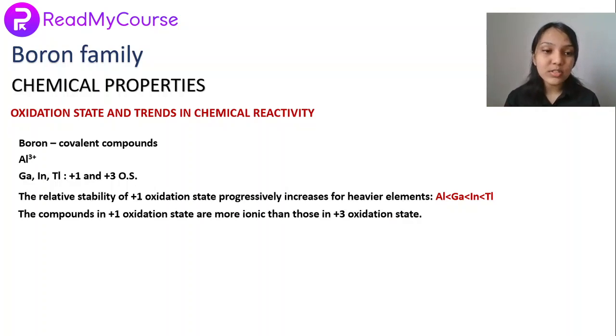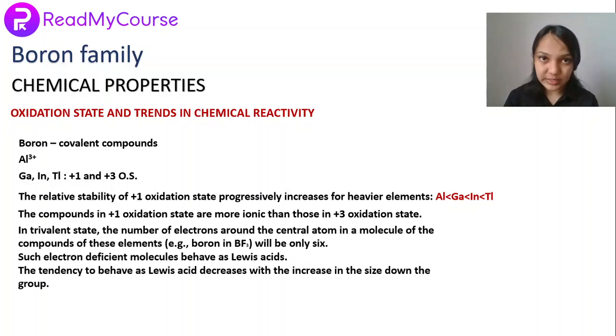And the compounds in +1 oxidation state are more ionic when you compare to the compounds having +3 oxidation states, fine. And in trivalent state, that is nothing but +3 oxidation state, the number of electrons around the central atom in a molecule of the compound of these elements, so when these elements form compounds having +3 oxidation state, the number of electrons around the central atom will be only 6, fine.